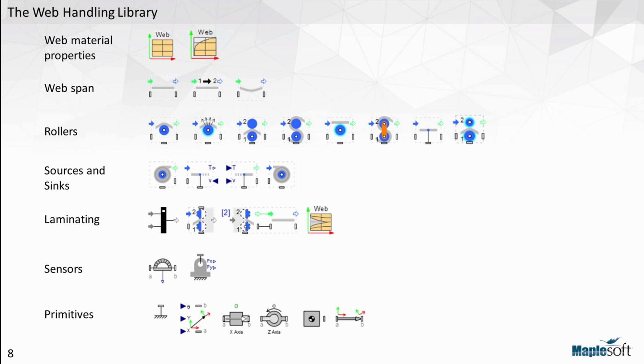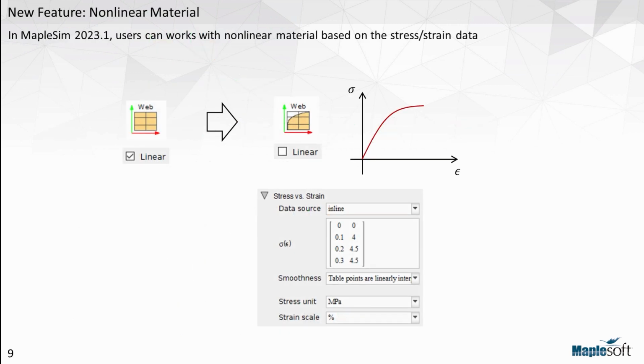So the changes for this release are in the material properties, in the rollers, source and sink, and laminating. All of these subgroups have seen additions, expansion, or new features. So the first feature would be on the web properties. Now we have an option to switch from a linear representation, which is the default representation of the web, to a nonlinear one. When we go to nonlinear, the stress-strain relationship is defined by a lookup table. And that lookup table could be just typed into the user interface, or you can point to an Excel file where your experimental data is saved.